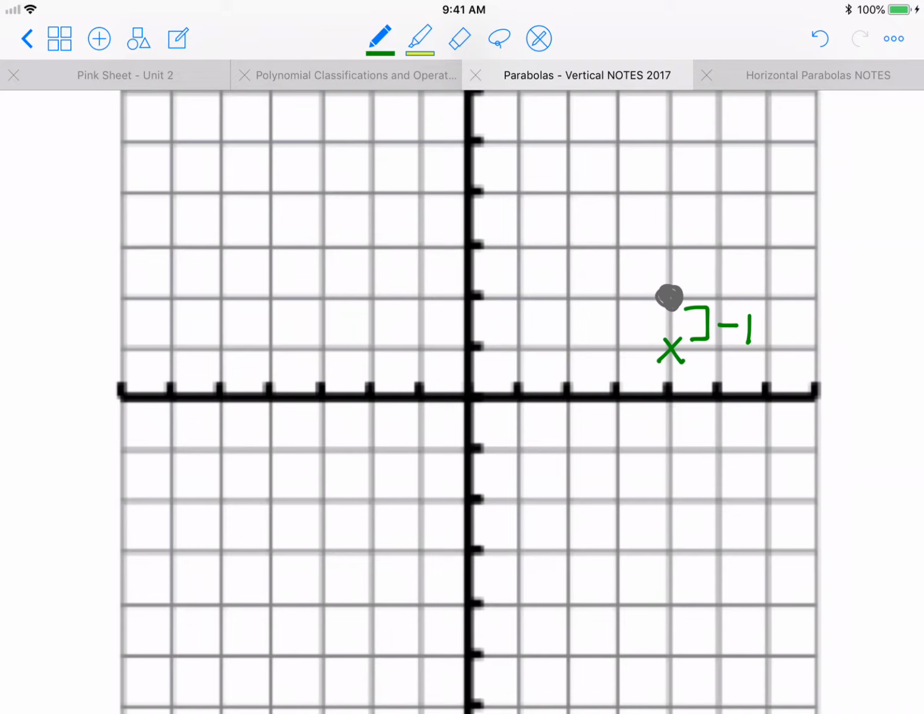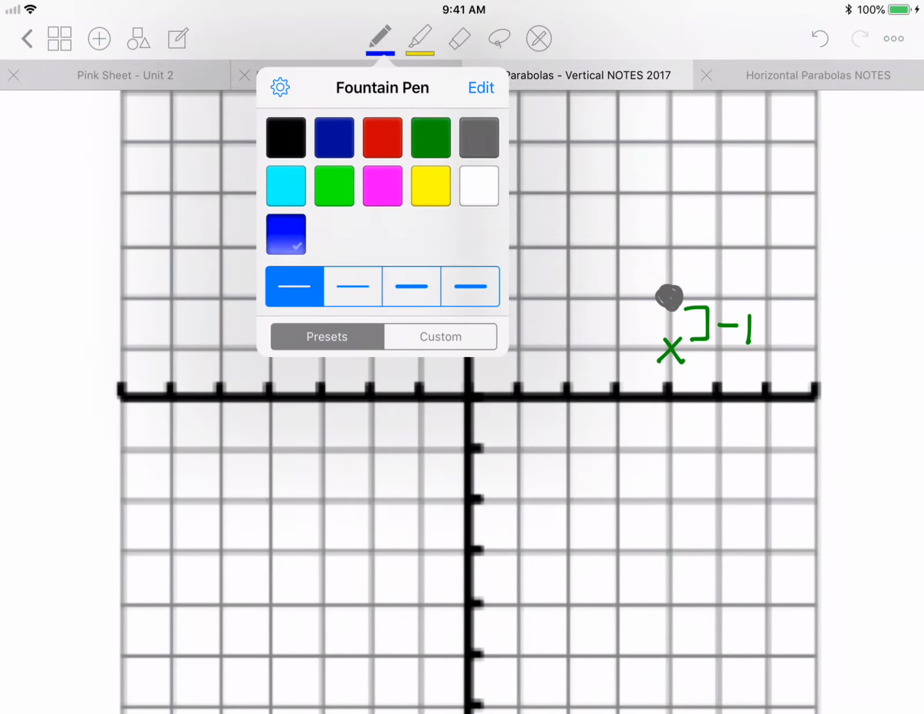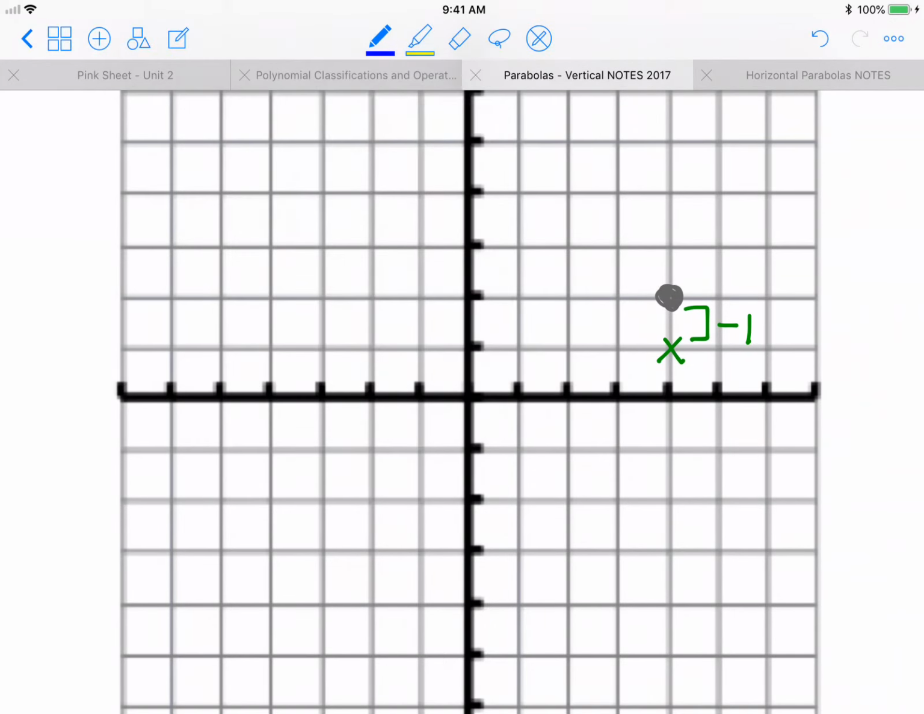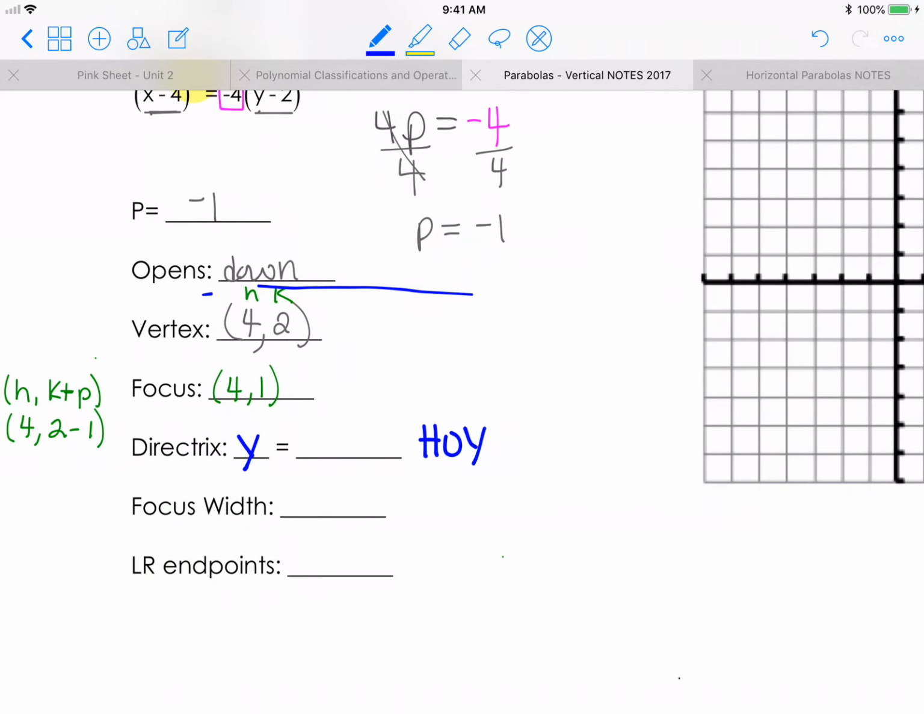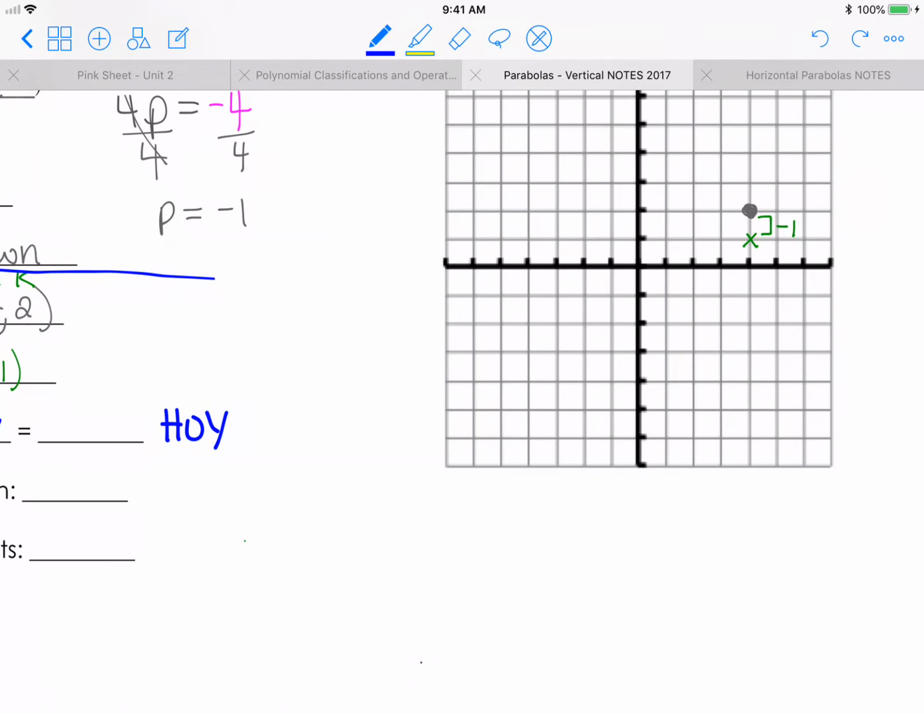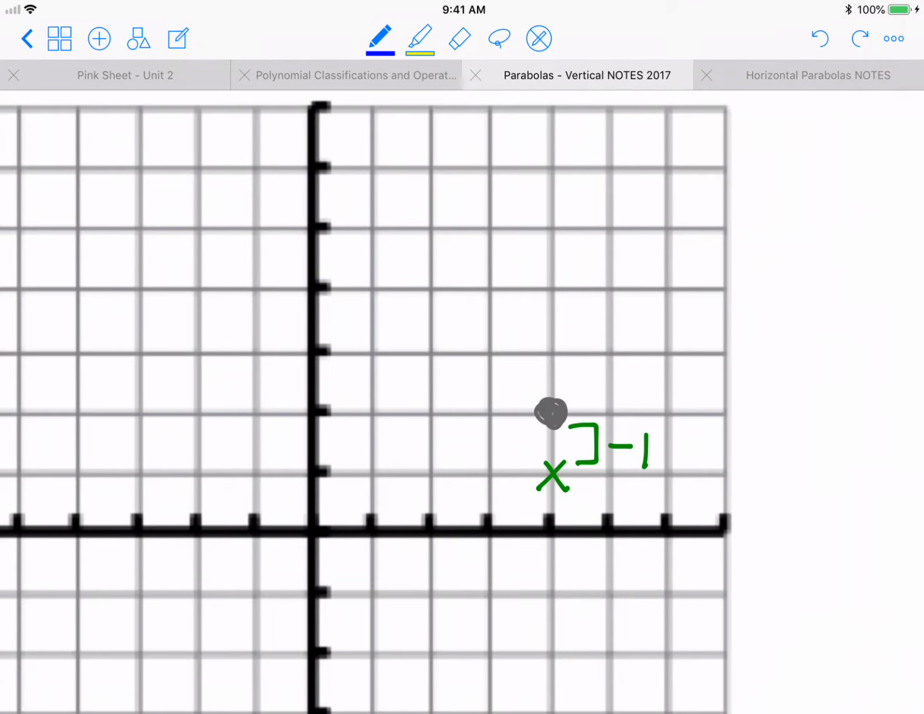Now, when we're talking about directrix, remember your directrix for this is always going to be a horizontal line, and it's going to be y equals some number. Well, if you want to go based on the graph, like we did with the focus when we went down 1, you could do the opposite and go up 1, and then your directrix is just 1 length above your vertex.